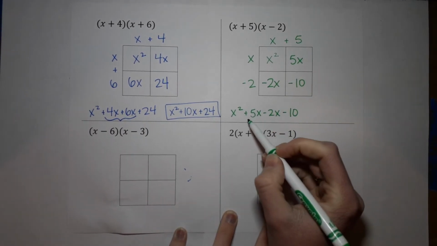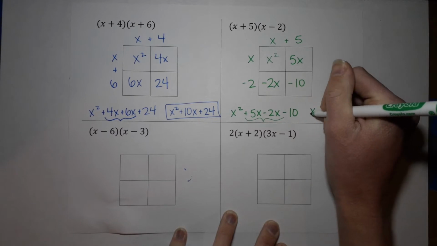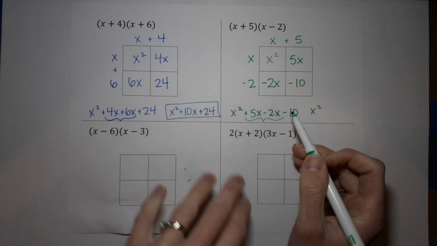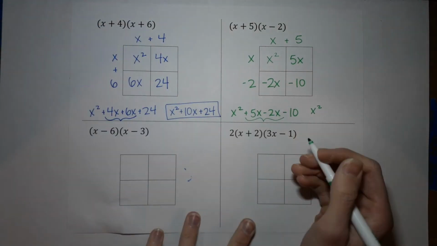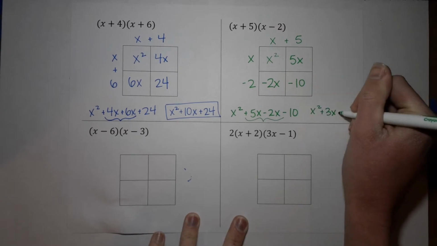Almost done. I've got to combine any like terms I have. There we go. So I'm going to have x squared. I've got 5x minus 2x's. 5x's, take away 2x's, I'm left with 3x's. So plus 3x. And then minus 10 on the back.